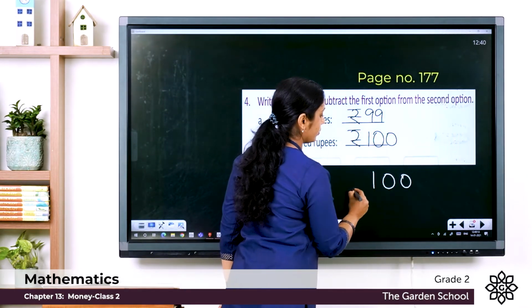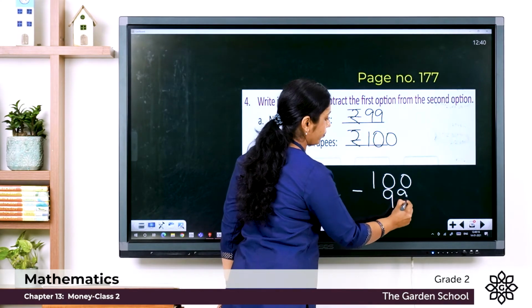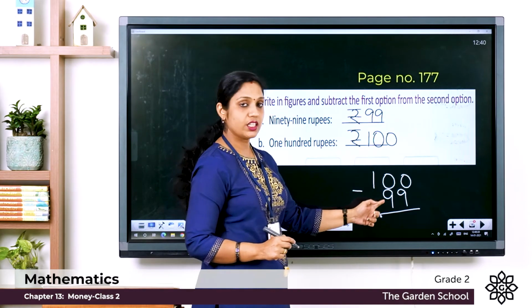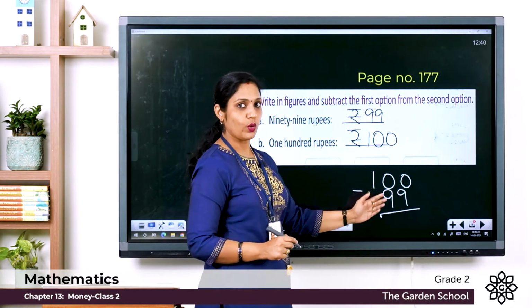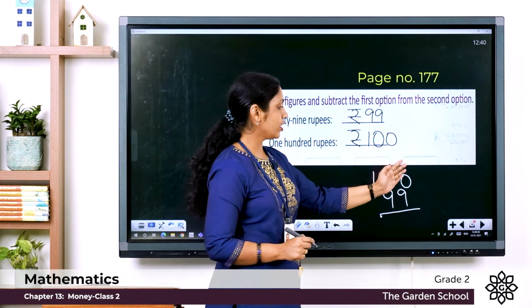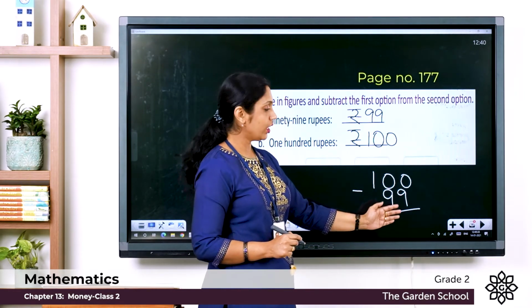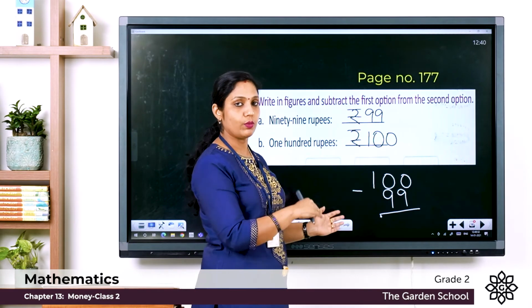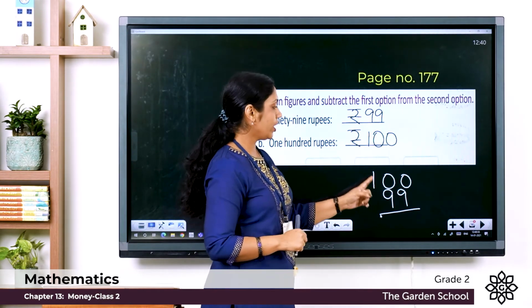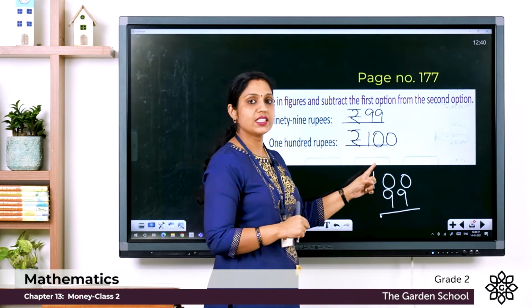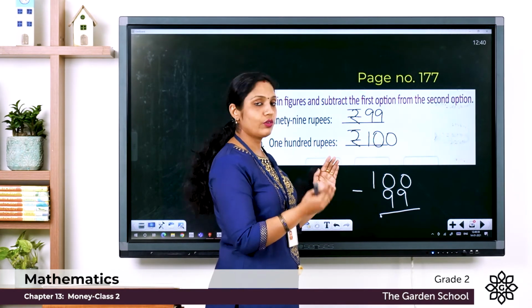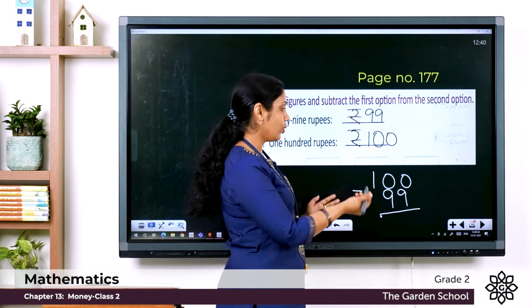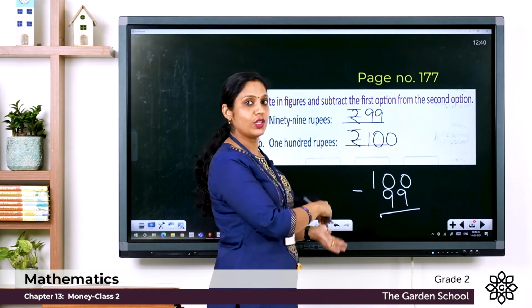So let's subtract 100 minus 99. Here you can see 100 is a 3-digit number and 99 is a 2-digit number. So in the ones place we have 0 minus 9 and we know that we are not able to subtract 9 from 0. So we have to borrow from the tens place. So here you can see in the tens place again we have 0. So before 0 is there any number? No. So we cannot get anything from 0. So what we have to do is we have to go to the hundreds place.